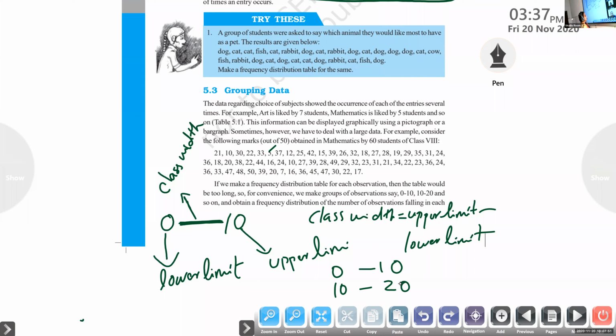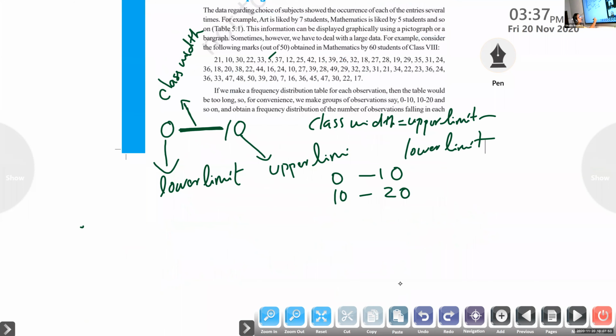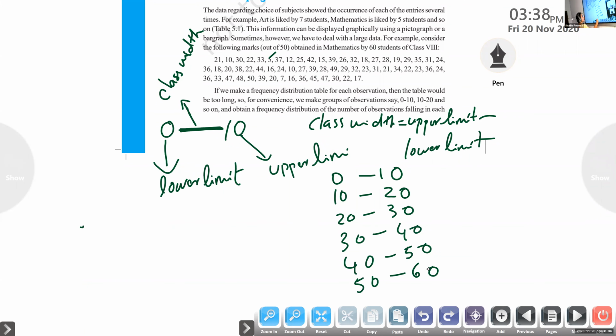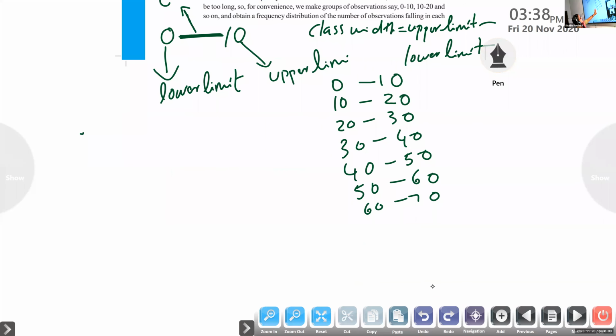Next will be what, Isha? Next will be 20 to 30. Then 30 to 40, 40 to 50, 50 to 60, then again we need 60 to 70? No. Why don't we want the 60 to 70 class? Because the maximum mark is 60. We don't want the class 60 to 70 because the maximum mark is 60.